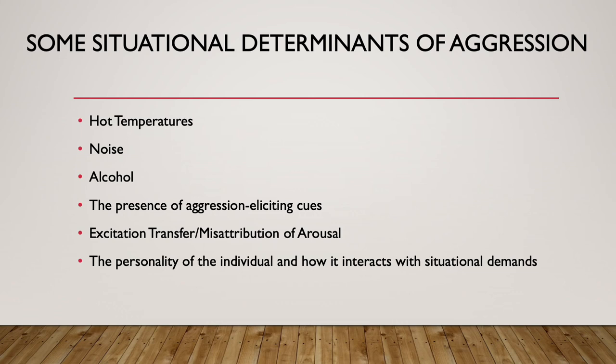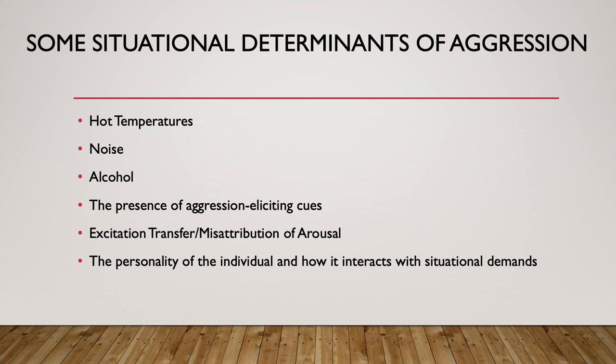One of the more active areas of research has been on the topic of the effect that aggression eliciting cues have on aggression. What this means is, if you're in a situation where there are cues around you that are associated with aggression, these cues prime aggressive thoughts in you and make it more likely that you will behave aggressively. And there are two kinds of aggression eliciting cues.